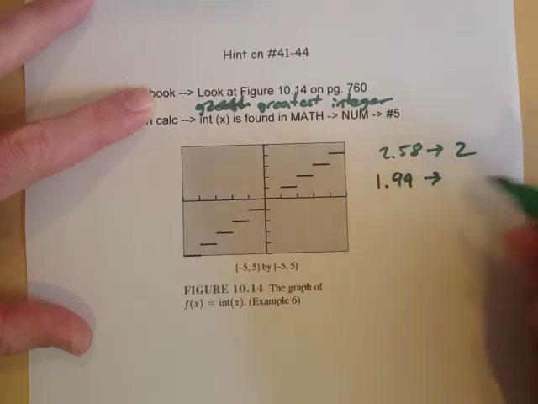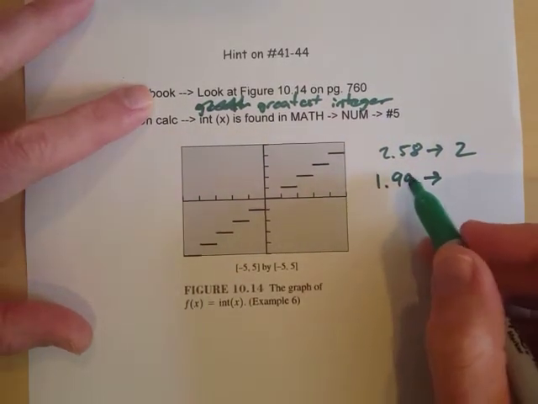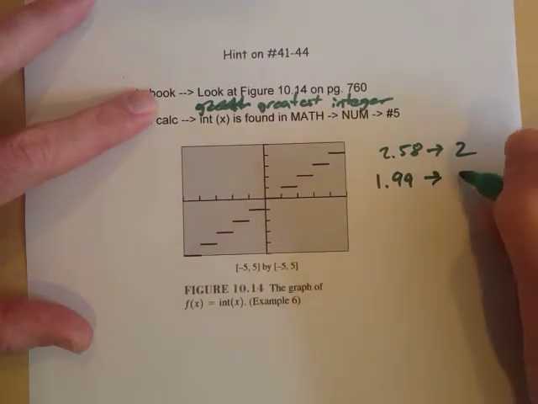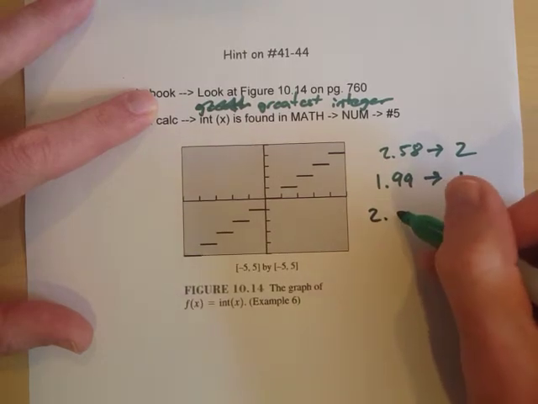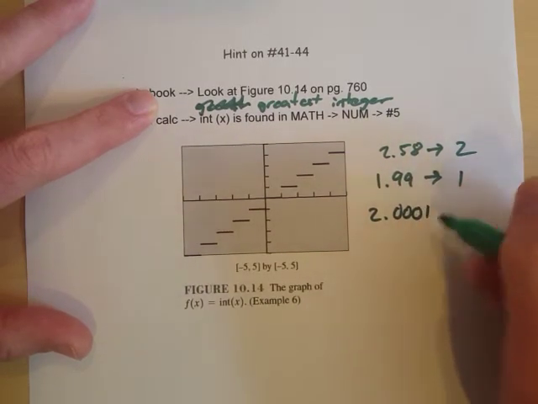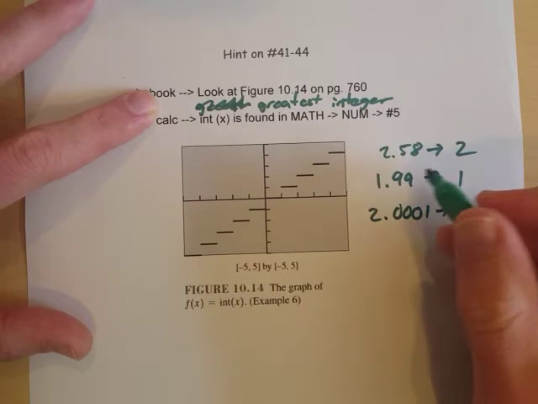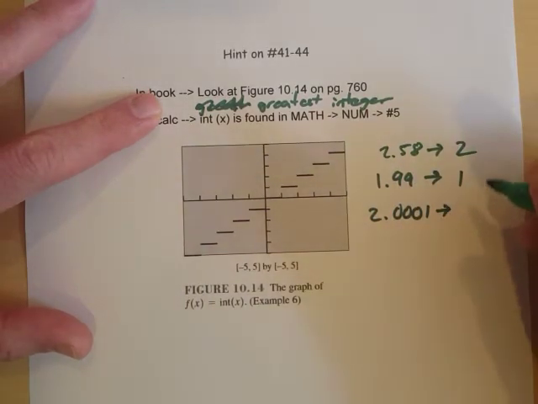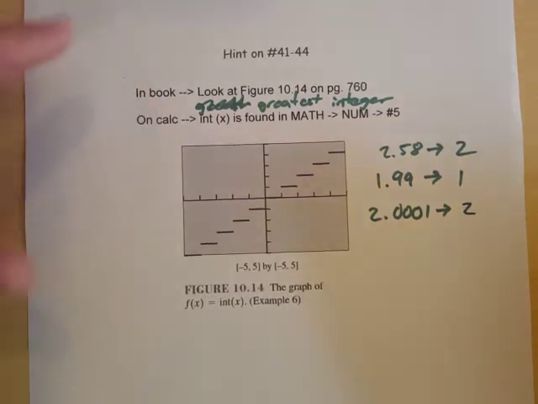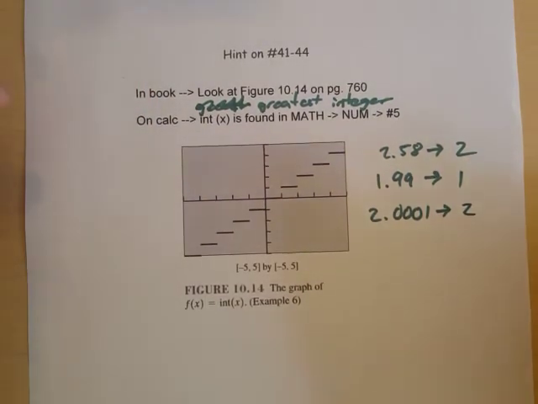If I put 1.99 as another example, doesn't quite get to 2, we just have to chop off the decimals, that just goes to 1. If I had, the opposite way, 2.0001, also really close to 2, it's almost the same as this number, but the greatest integer function says that that one would go to 2. So that's just kind of the rule that we have with these.